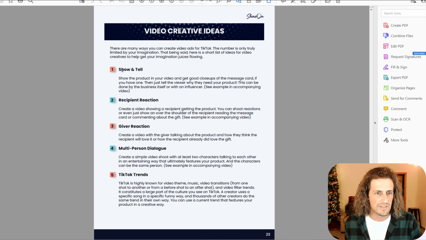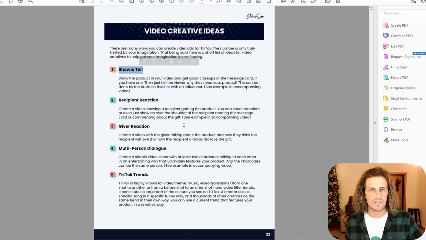But show and tell, with this method, it's really just having the jewelry in your hand, showing it, talking about it a little bit, and maybe even reading out the phrase of the message card. That one can work really well, and you can keep that simple, and you can shoot that in 5-10 minutes, once you get sort of used to how to do that.